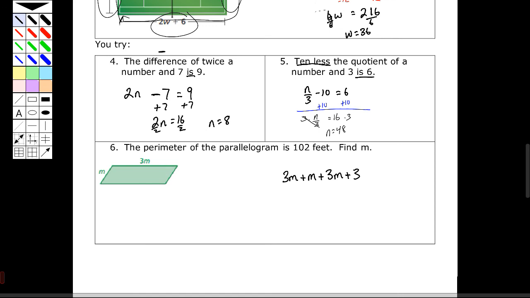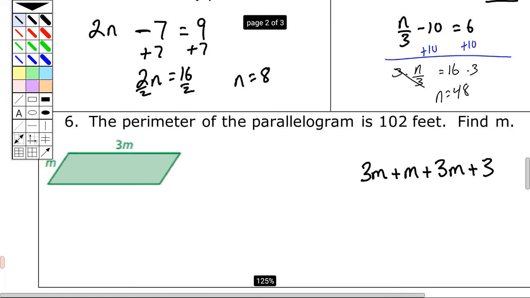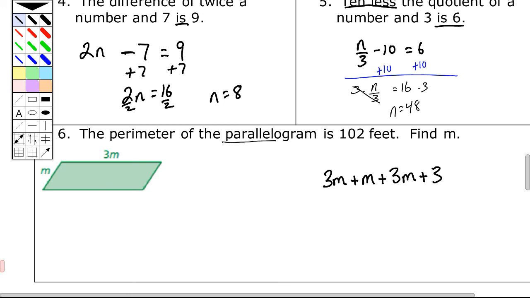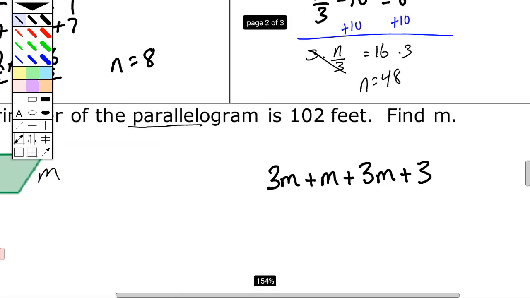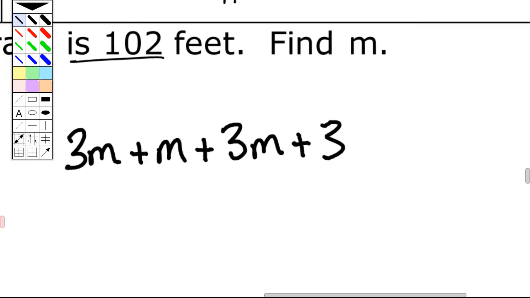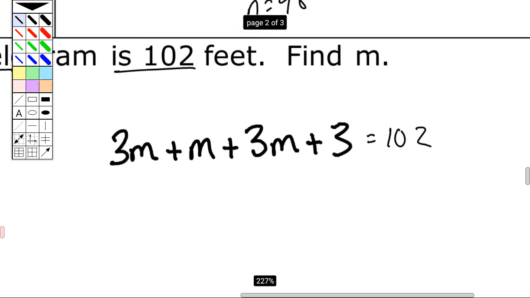Alright, a parallelogram. If you haven't heard about those before, the opposite sides are parallel and the opposite sides are the same, just like the rectangle as far as length. So just add them all up. And they're saying that the perimeter, if you add up all the sides, is 102.